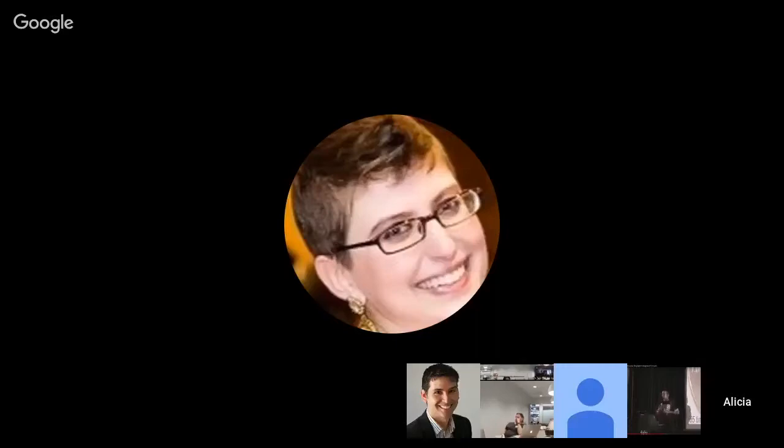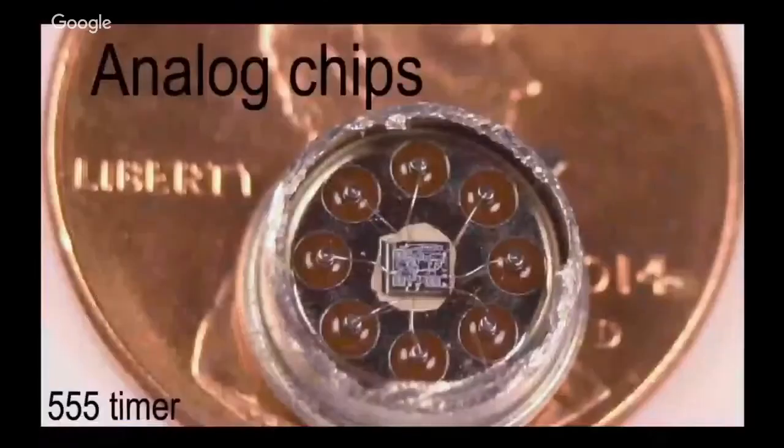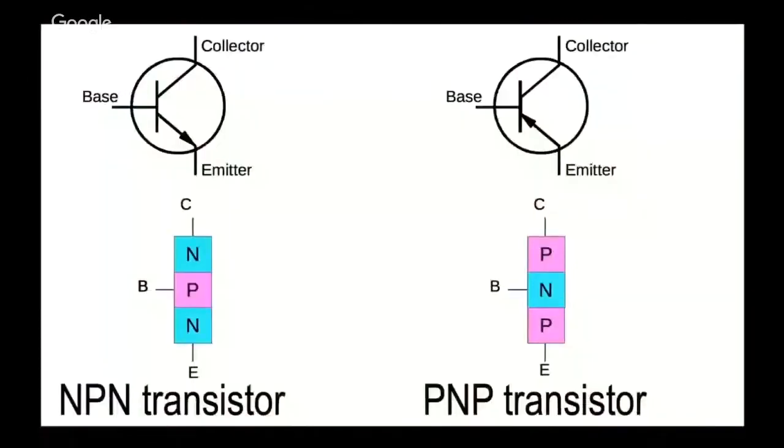I'd like to move on to analog chips. Anyone here ever used a 555 timer? Yeah, pretty much all of you. So this is one that I cut open. Before I get into the details of that, I should talk a little bit about bipolar chips, bipolar transistors, the NPN and PNP transistors that get used. You're probably familiar with how NPN transistors have a layer of N, layer of P, layer of N, and the base is connected in the middle.